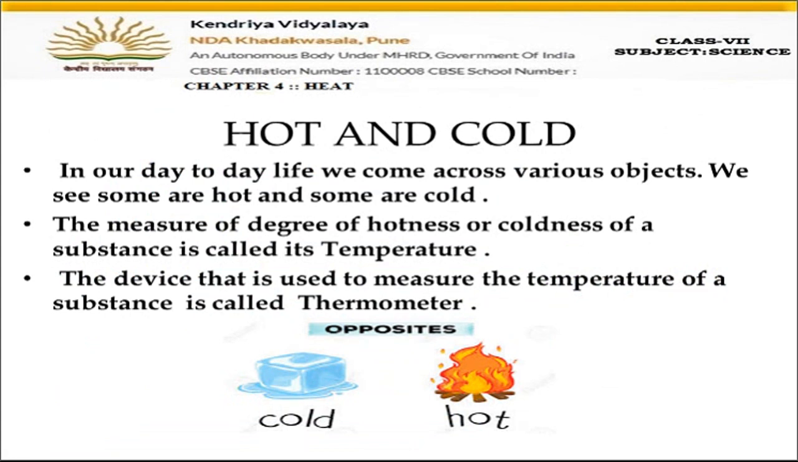Students, these words are not very new to you all. In the diagram you can see one object is very cold and one object is very hot. If the object is cold or hot, how can we find out? A very simple method is to touch the object. By touching you can find out whether the object is hot or cold. But every time you cannot touch the objects, as it could be dangerous for you. If the object is very hot and you touch it with your hands, it could be dangerous.